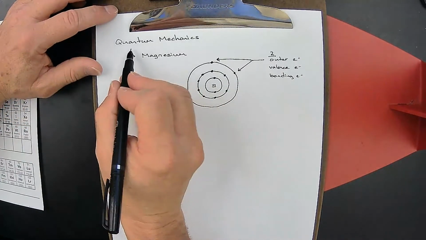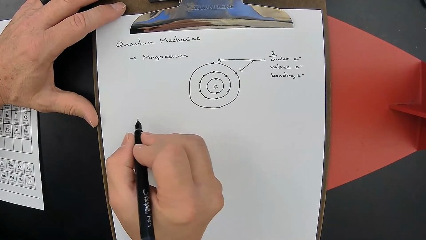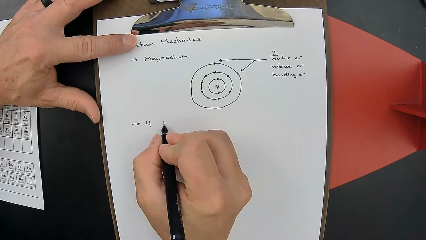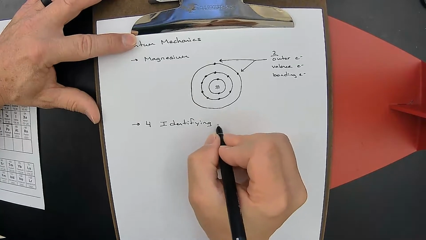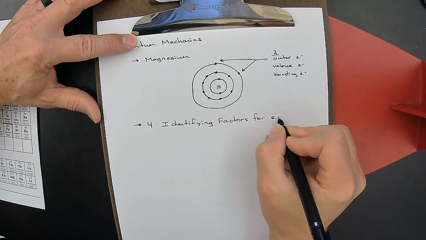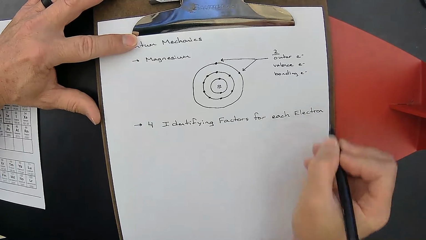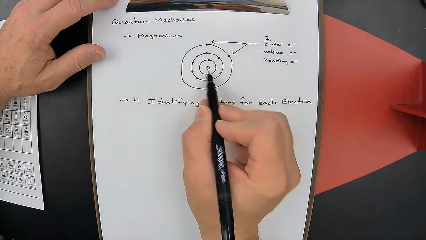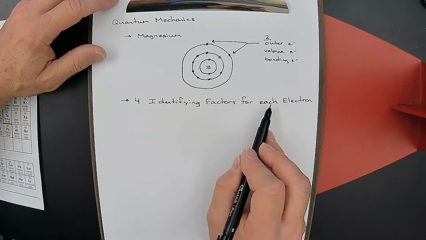So now what we're going to do is look at quantum mechanics. And the base of quantum mechanics is that there are 4 identifying factors for each electron. Up here, there was really only one. It was just a spherical shape, and there it is. There are actually 4 identifying factors for each electron.